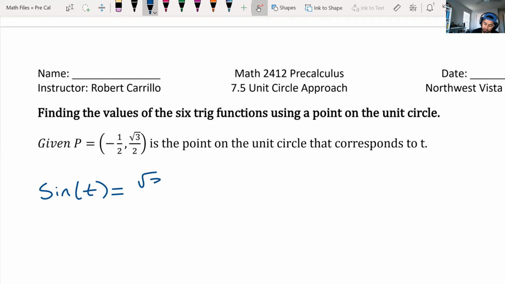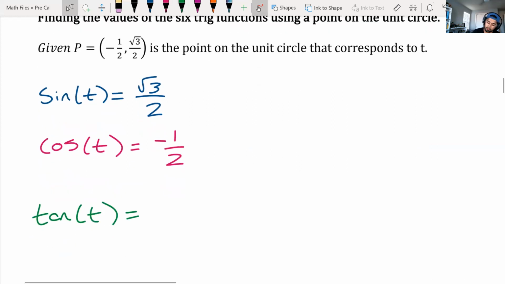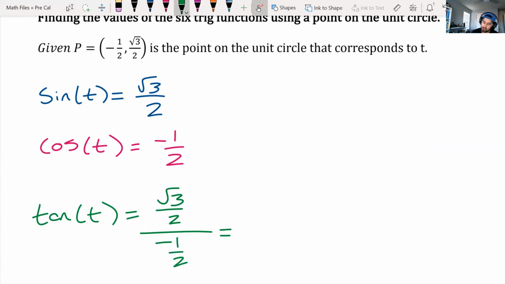There we go. If I start with the sine of t, what numerical value would you give me? Radical 3 over 2. There you go. That's it. Because remember, sine relates to the y value. And then if I said, what is the cosine of t? -1/2. And then if I said, what's the tangent of t? You would put square root of 3. Is that what it reduces to? Oh, maybe negative. You'd put square root of 3 over 2 over -1/2, and then multiply by the reciprocal. And yes, you'd get negative square root of 3.